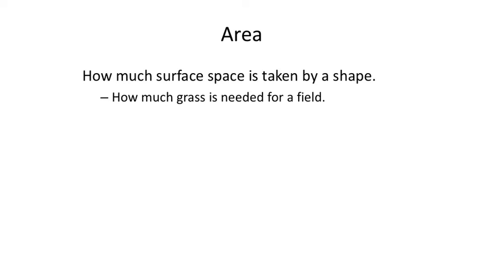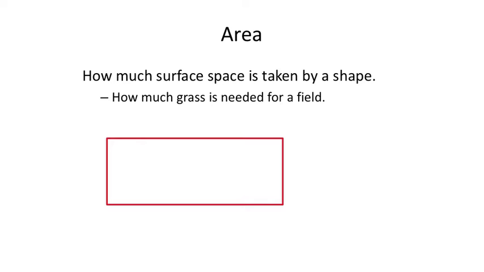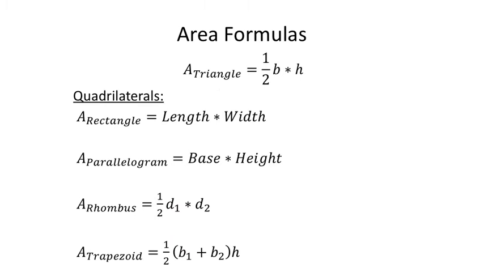So area, how much surface space is taken up by a shape? So if you think about this in terms of a field like we did with the fence, it's how much grass you would need to cover the surface of that field. All right, so again, if you look at any shape, like a rectangle like this one, the red line here is the perimeter, but the inside here, the white space right here, would be the area. So we're gonna need some formulas for the area.